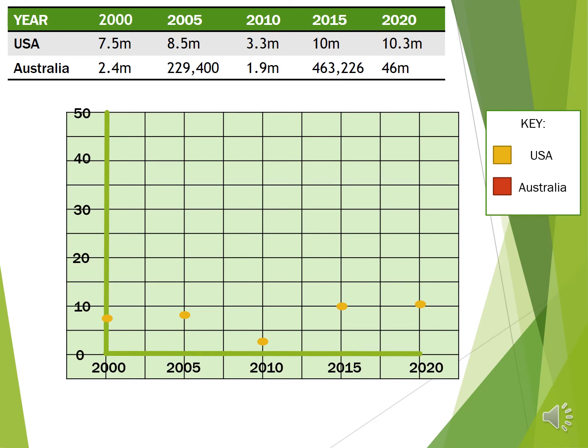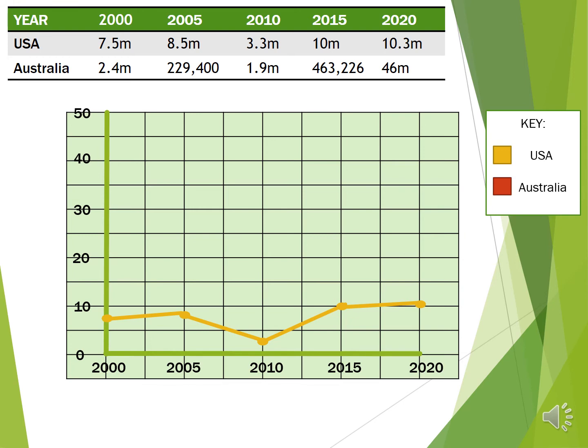Once I have plotted all of my points, you don't have to use dots, by the way, you can use crosses or whatever symbol you find easy to draw. Once I've done those points, I'm going to get my ruler and I'm going to join up all of my dots. And that clearly shows now a line that illustrates how the amount of land burned has changed over time, over the past 20 years.